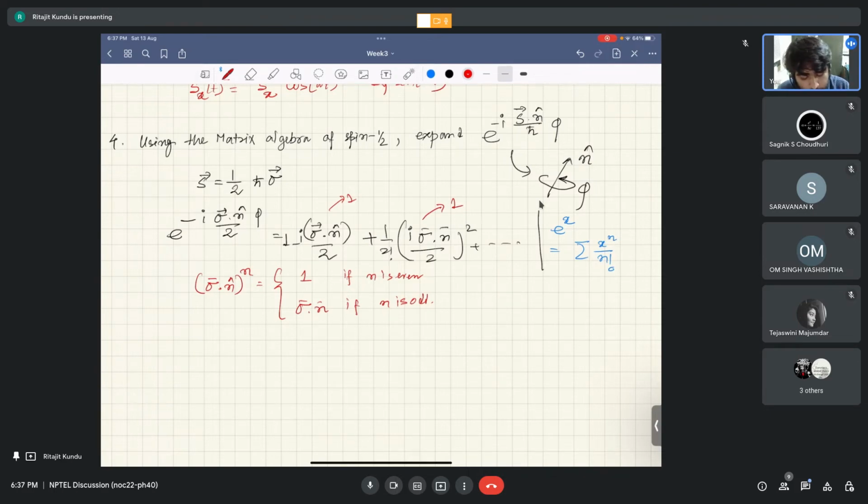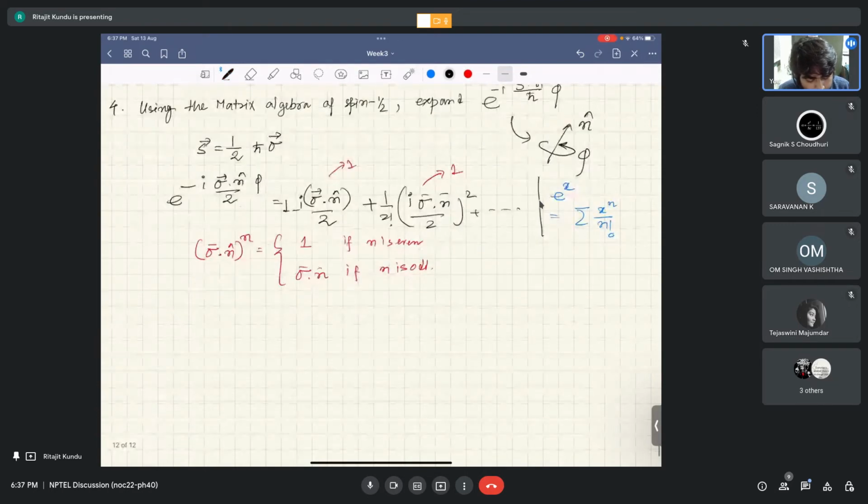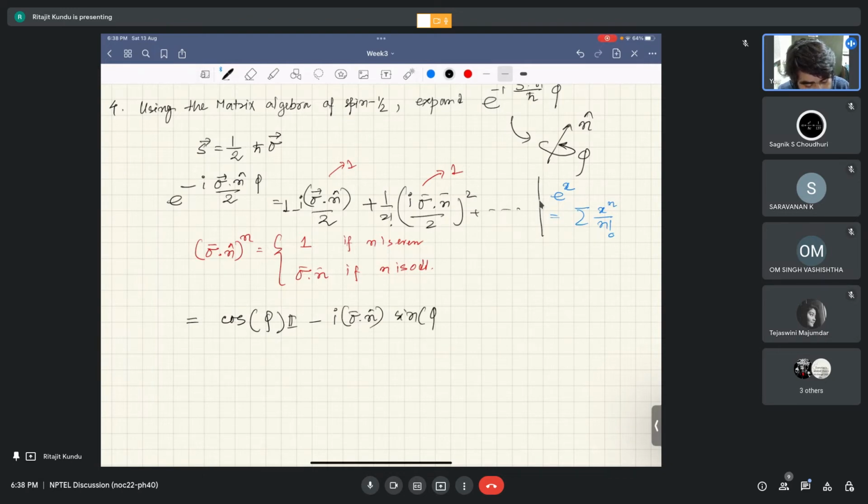Okay, so if you do that, at the end of the day you'll be able to resum this series in terms of sines and cosines. So if you resum this, it will become cos phi times the identity, minus i sigma dot n and sine phi. So this is the thing that you will get.